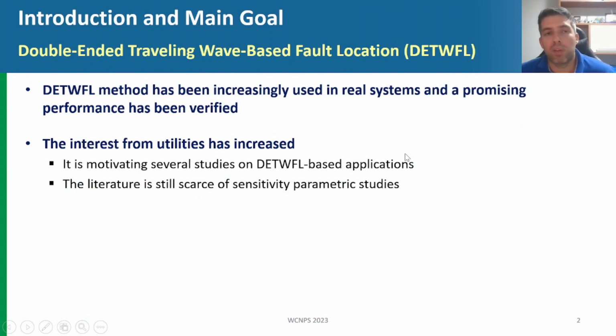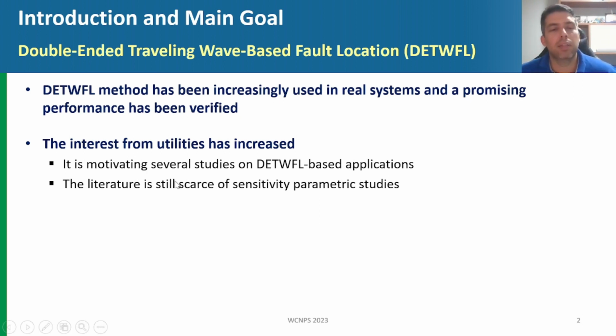The double-ended travel wave-based fault location method has been increasingly used in real systems, and the promising performance has been verified. As a consequence, the interest from utilities has increased, and it is motivating several studies on travel wave-based fault location applications, especially using the double-ended approach.